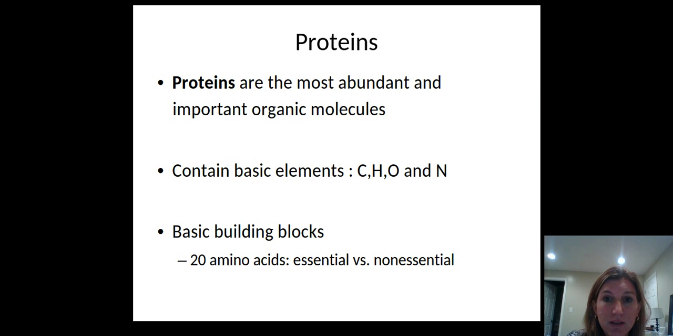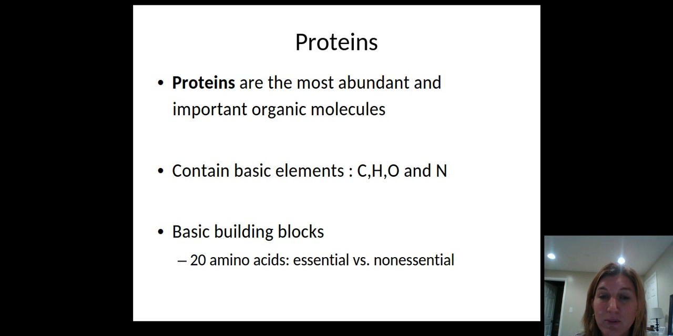Proteins are the most abundant source of organic molecules in our body. They contain those basic elements, carbon, hydrogen, oxygen. And they also contain nitrogen. The carbohydrates and the lipids do not contain nitrogen. These are our main building blocks for everything in our body: our hair, our skin, our nails, components of our blood, hormones, bone. It's all based in proteins.